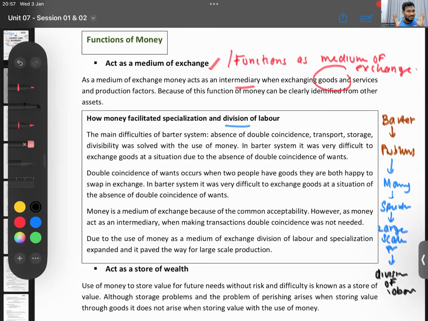The moment money came in, everything became easy. It is now easy to exchange goods and services. As a result, people started to specialize. Large scale production started and division of labor was practiced. That is how money facilitated division of labor and specialization. Because money came in as a medium of exchange, it solved a lot of problems of the barter system. Is that okay? Fine. Medium of exchange and that story.